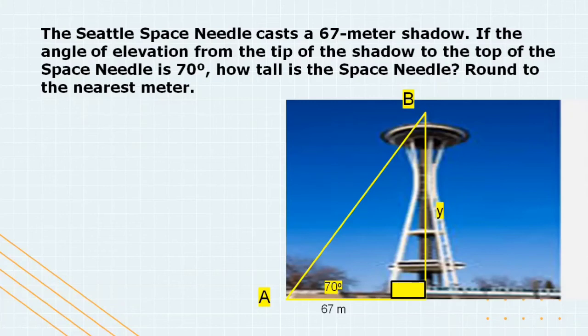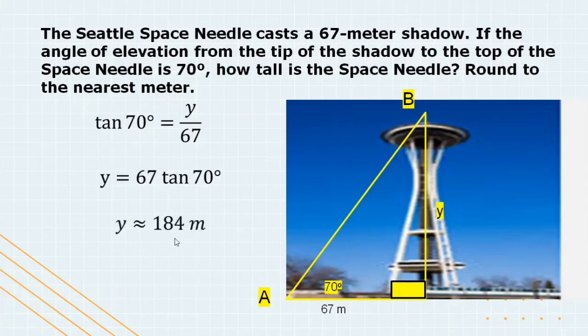Correct. So we're going to use tangent. So that would be tangent of 70 degrees is equal to the opposite side, which is represented by our y, divided by the adjacent side, which is our 67 meters. All right, so cross multiplication, that is y is equal to 67 times tangent of 70 degrees. So you can use your calculator to compute your y. So y is equal to 184 meters. And so the height of the tower from the ground to its tip is equal to 184 meters.